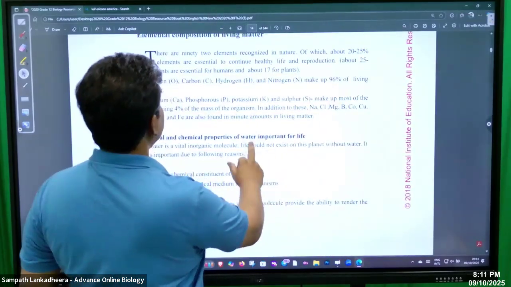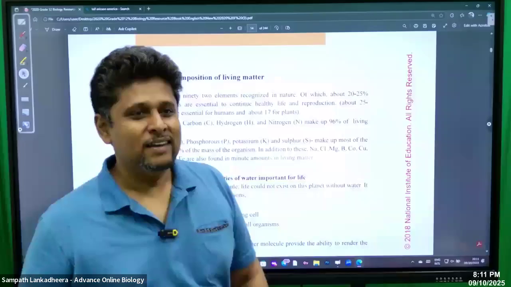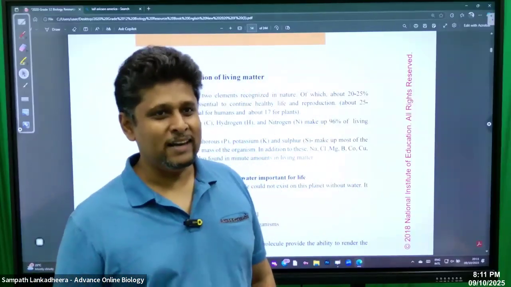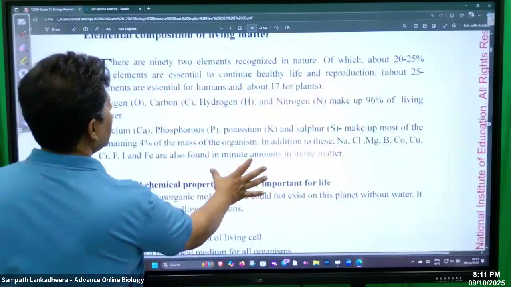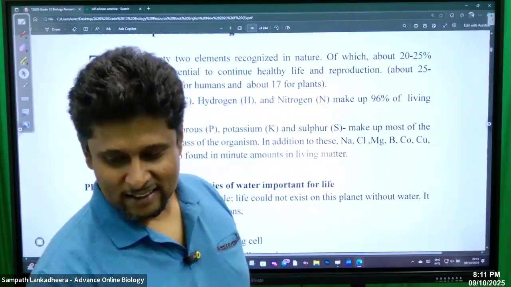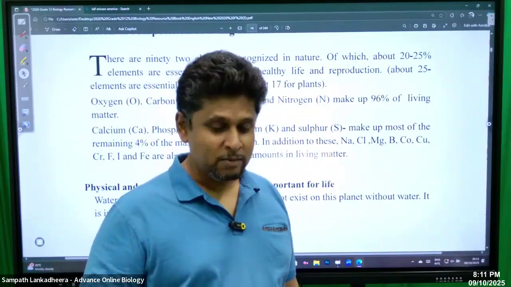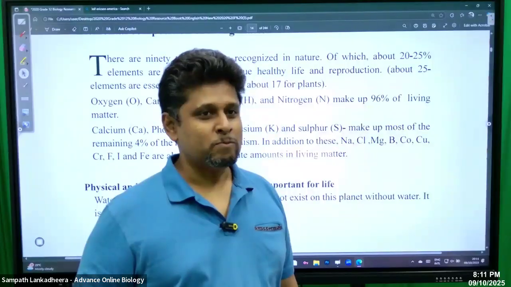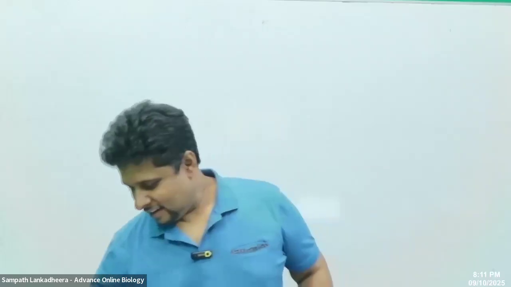Elemental composition of living matter. Elements. You learned that 92 elements are present in organisms. We said that 92 elements are natural elements.